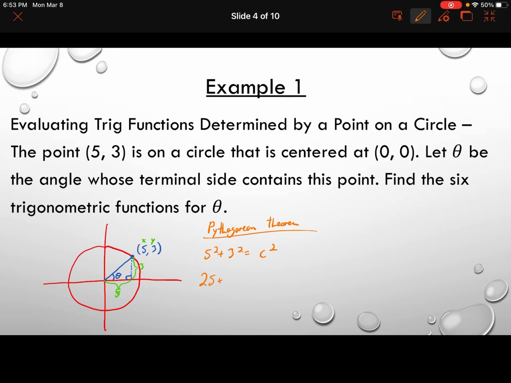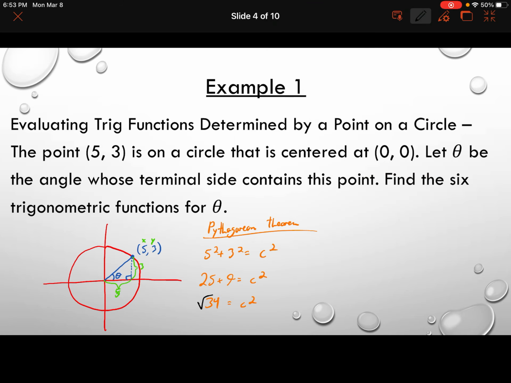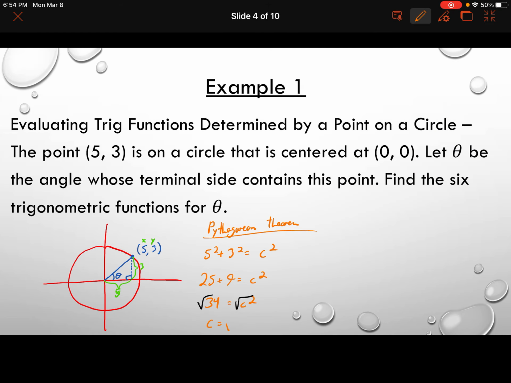So we have 25 plus 9 is equal to c squared. So 34 is equal to c squared. We square root both sides to get rid of the squared. So that means c is equal to the square root of 34. So that's the hypotenuse. The hypotenuse is square root of 34. Okay?